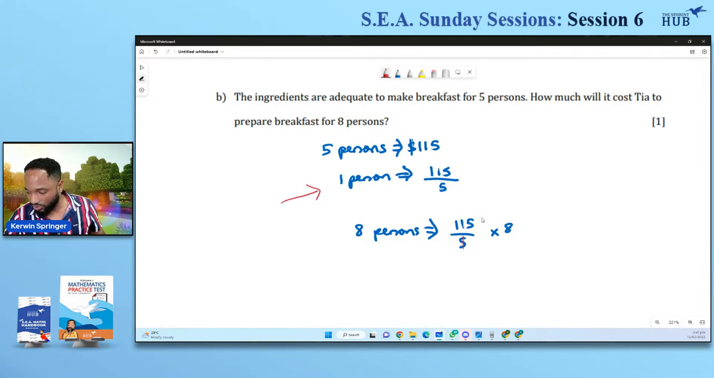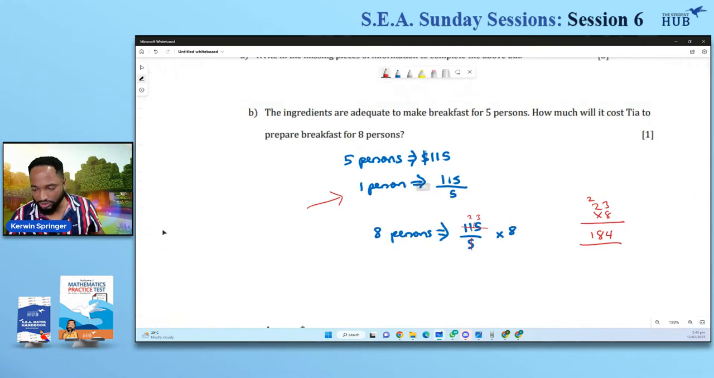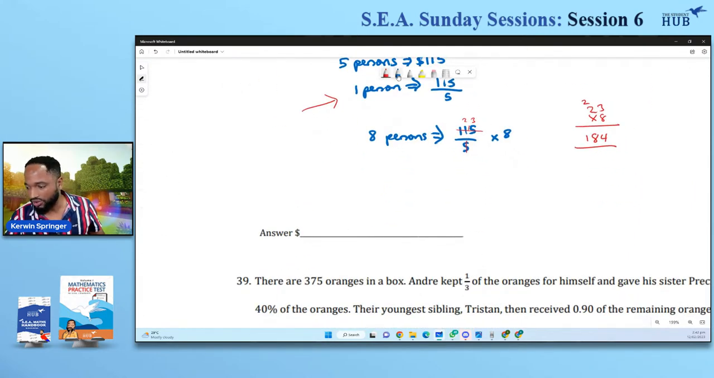And 5 can go into 115 how many times? 23 times. And all we need is 23 times 8. 8 threes are 24, 2, 184. Why am I getting 204 in the chat? I've seen some of you put in some weird answers. 184. Okay, there's a bunch of 184 just landed down there all of a sudden. So 184, yes. That one was 1 mark, eh?